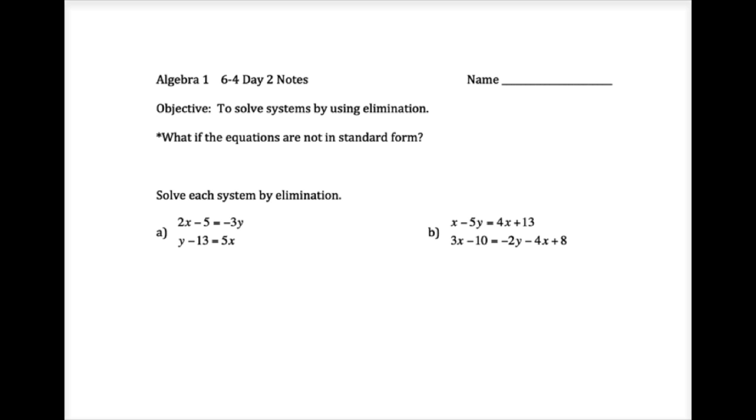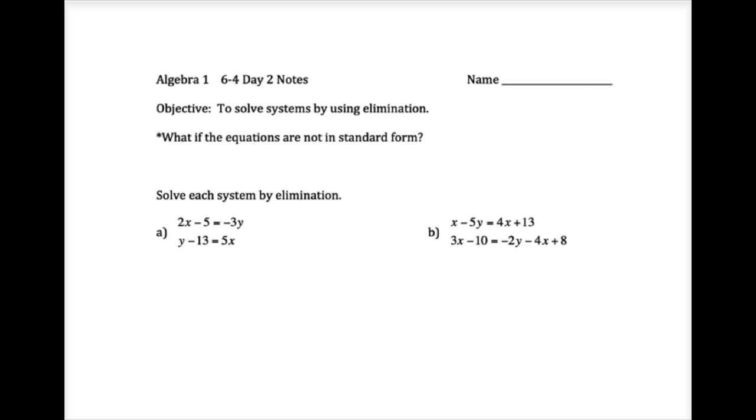Guys, what's the question? What's the logical question kids have right now? Well, first of all, when do we use elimination? When they're in standard form. Do we have to? Or when the directions say to? Yes. So, here's my question, you guys.